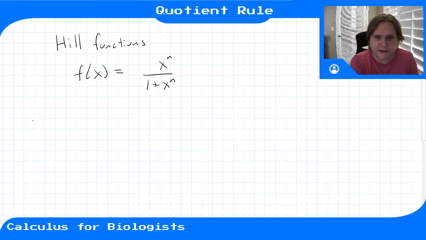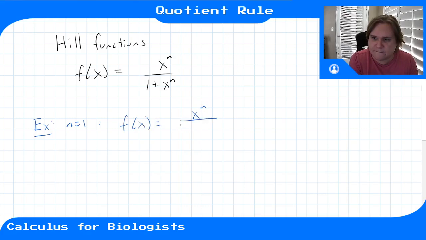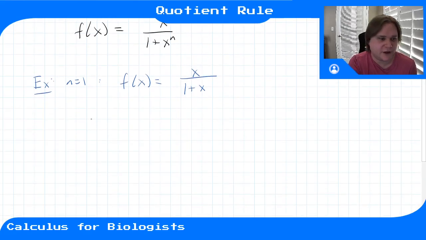So our first one will be n equals 1, right? So this function looks like x to the n over 1 plus x to the n. Sorry, x to the 1. So just x over 1 plus x. All right, so if we want to know what this function is doing, what is the derivative of this function that gives us some information about what's going on?